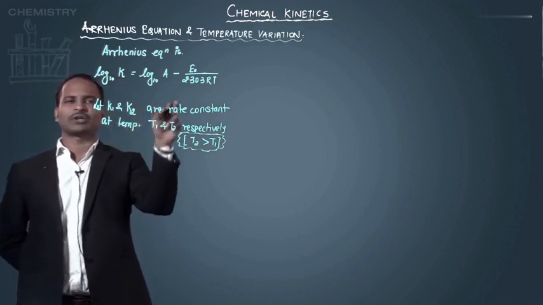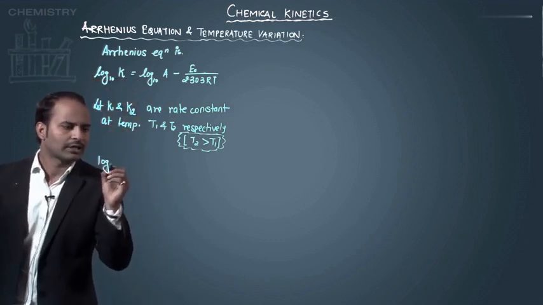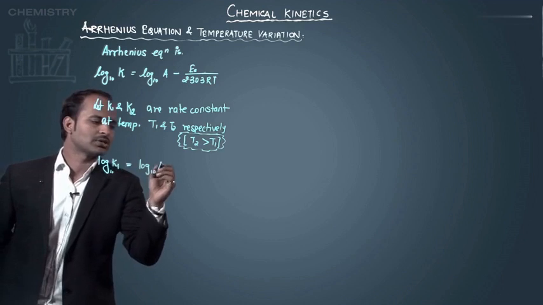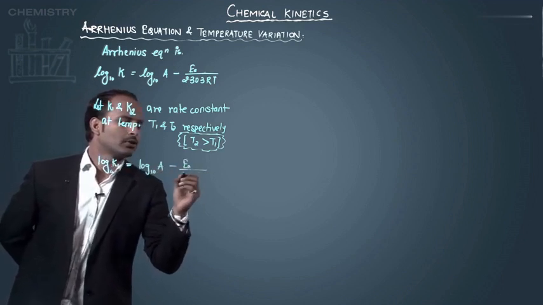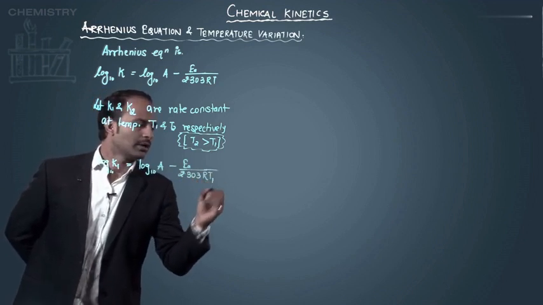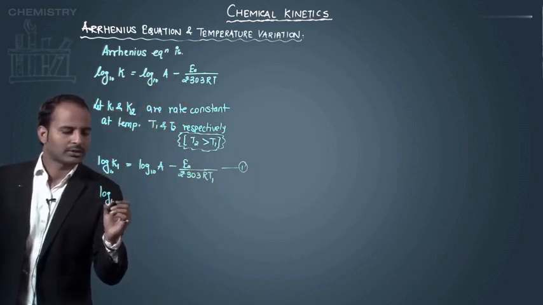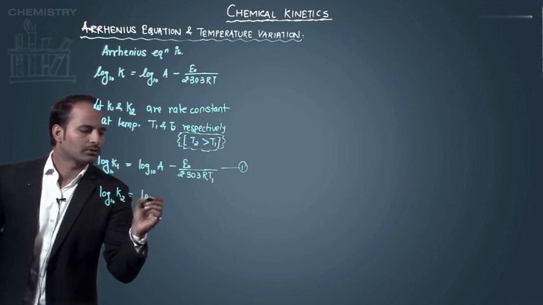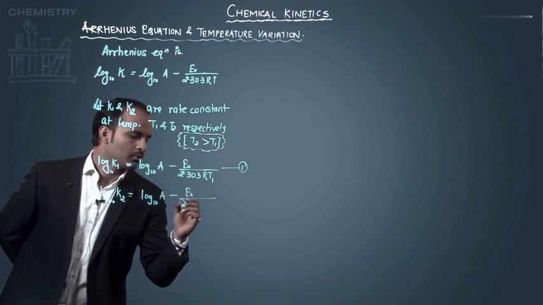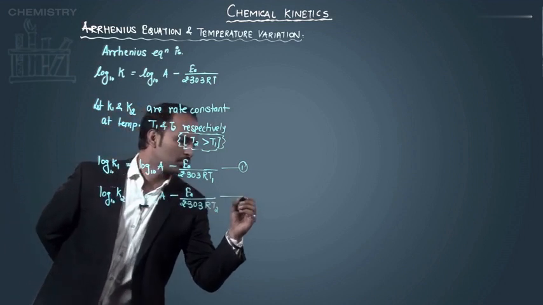So let us write the same equation in terms of K1 and K2 and T1 and T2. If the rate constant is K1, the formula will be log to the base 10 K1 is equal to log to the base 10 A, which will not change, minus EA upon 2.303 RT1. This is equation number 1. Similarly, in the second case, log to the base 10 K2 is equal to log to the base 10 A minus EA upon 2.303 RT2, equation number 2.